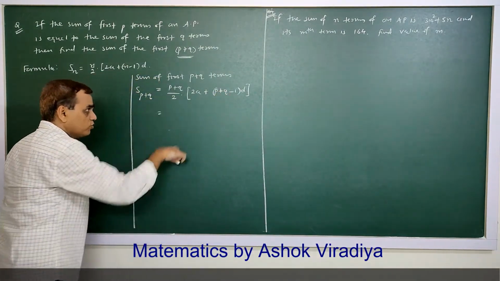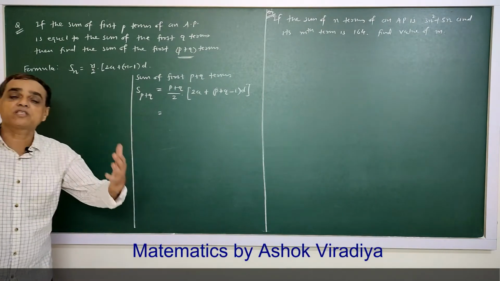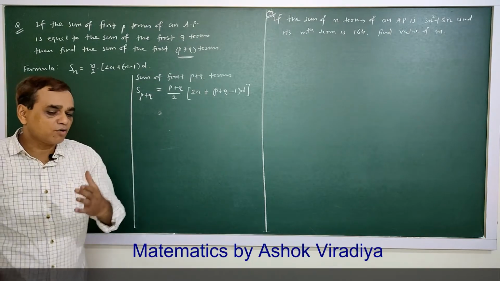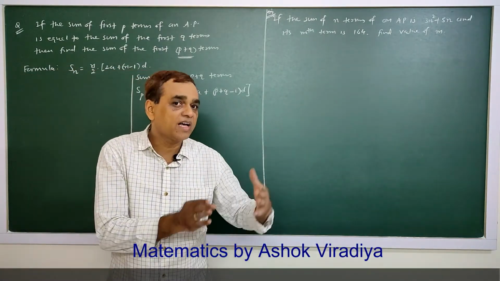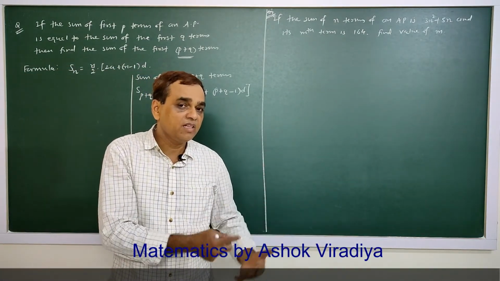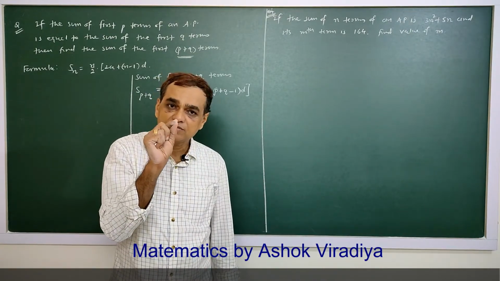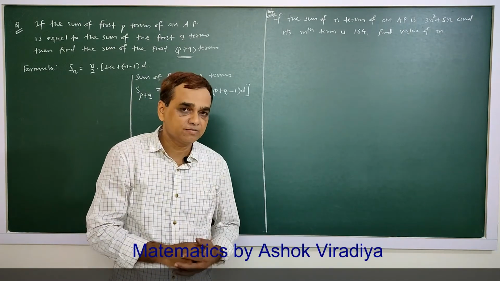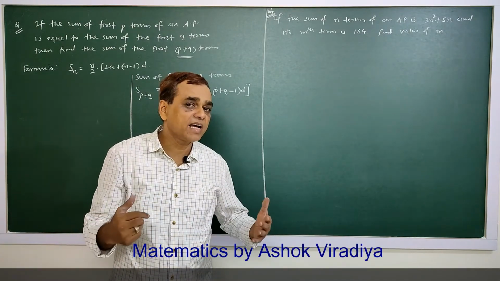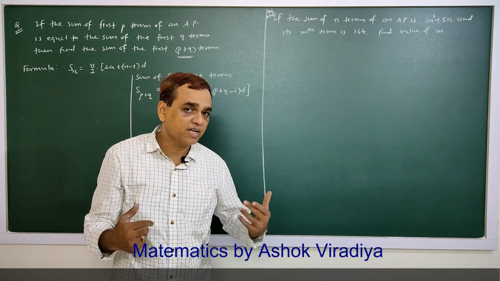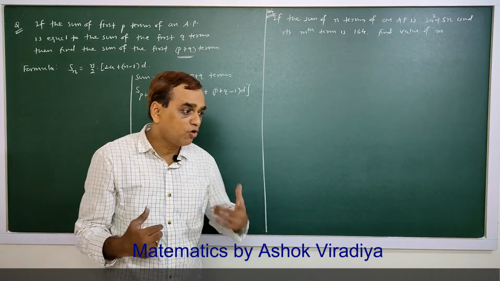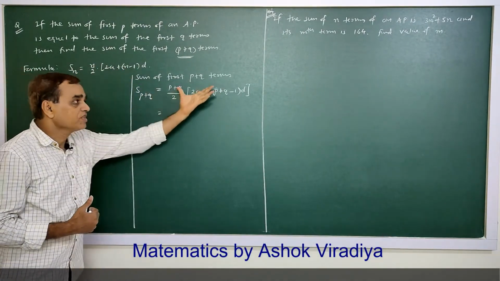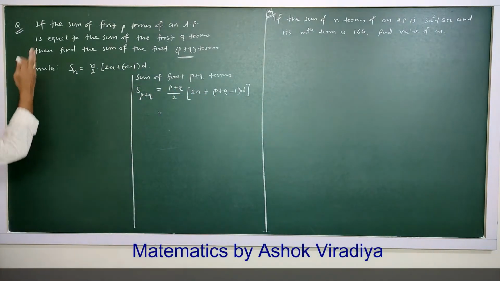We want this value. We don't know what is the first term, what is the common difference. To find the sum of any number of terms or any term, we need two values: first term small a and common difference small d. But we do not have any value, neither a nor d. We want the sum of p plus q terms, so substituting n equal to p plus q, keep as it is. Now we are coming to the given information.